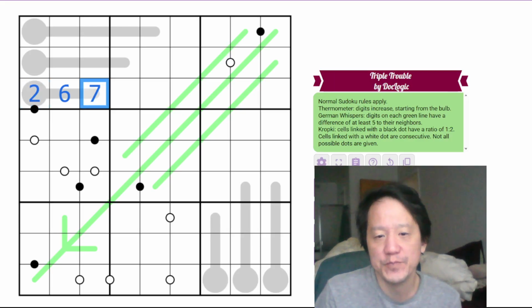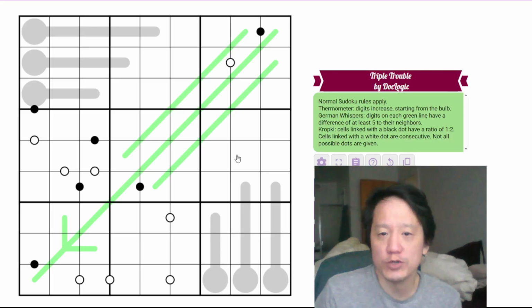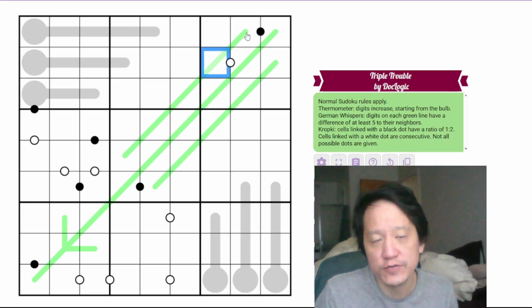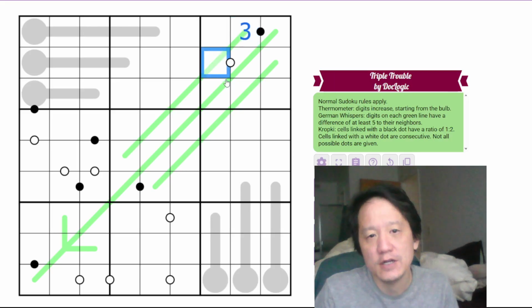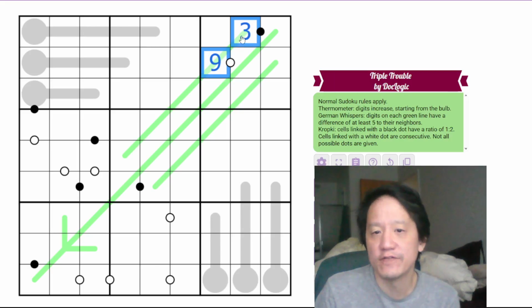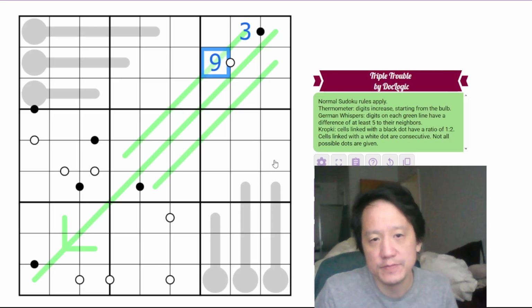That would work perfectly fine because these digits must be continuously increasing from the bulb to the tip. We have German whispers, where digits on each green line have a difference of at least 5 to their neighbors. So, for example, if this were 3, this would have to be 8 or 9, because the only digits that are 5 or more away from 3 are specifically 8 or 9.